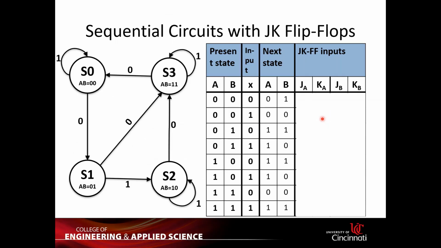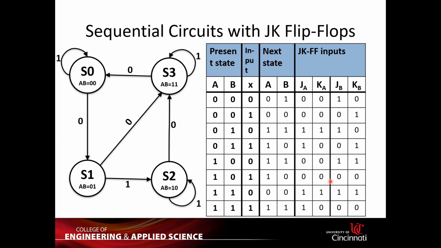Okay, so you can all see the next state. When you have both J and K equal 0, you hold the value. If you have both J and K equal 1, you flip. If you have J equal 0, K equal 1, then your next state equals 0, and if you have J equal 1, K equal 0, next state equals 1. So now from there, you can easily fill out the rest of this table.